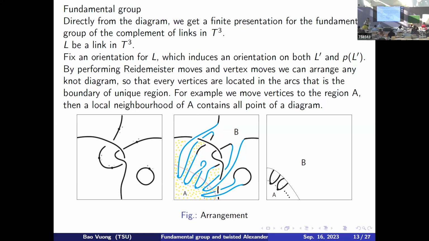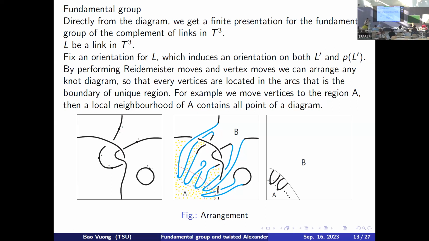And then when we have the well-defined generators, the remaining thing is not very hard to do, just using the Seifert-van Kampen theorem and as a Wirtinger representation, we get a representation of the fundamental group of the complement of the link in the three-dimensional torus.